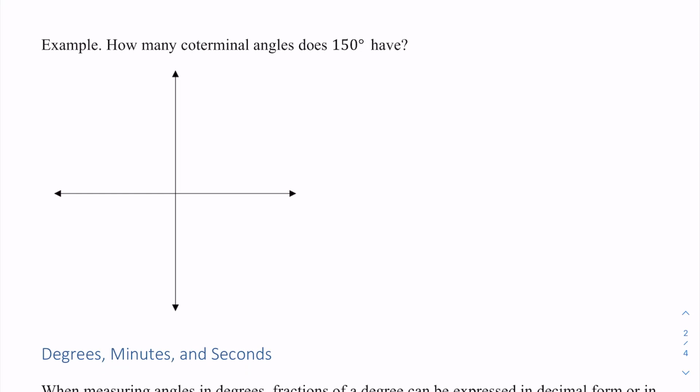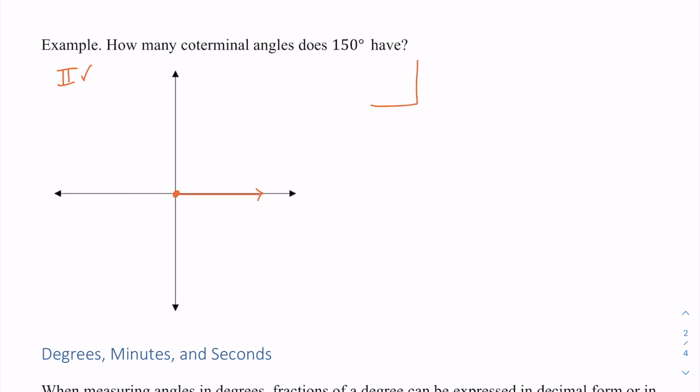Now my next example: how many coterminal angles does 150 degrees have? All right, well, let's first start by drawing it in standard position. So I have my initial side on the positive x-axis with the vertex at the origin. Now 150 degrees, how do I want to think about that? Well, it's certainly bigger than 90 degrees, but less than 180, so I know I'm going to be in quadrant 2. And I notice that it's 30 degrees short of 180.